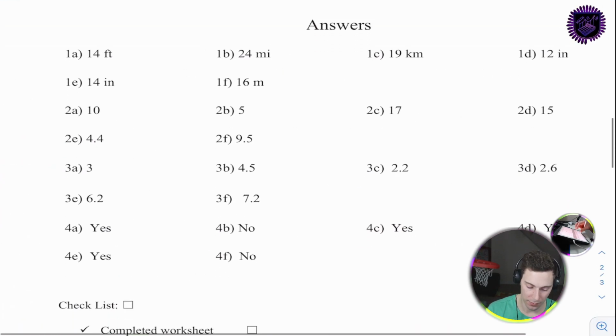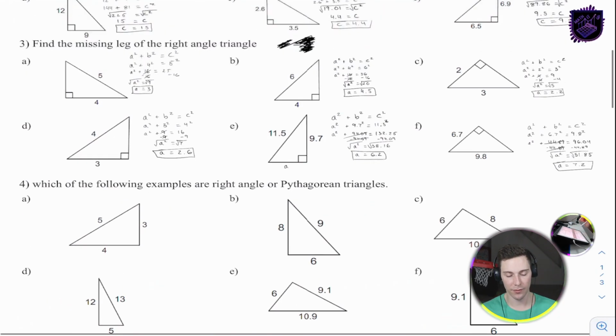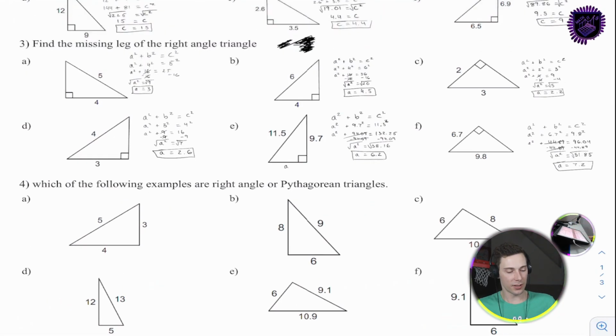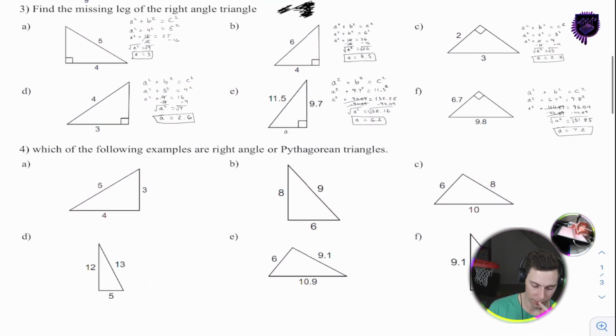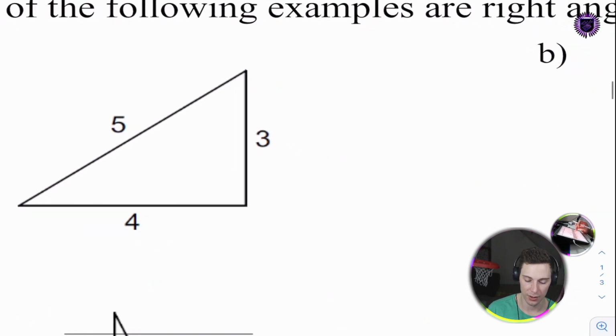Yeah, okay. Number 4. This one is simply asking you to plug these numbers into the calculator and just to say if they're a right angle triangle. If they are, draw that right angle in the right corner and write yes or no. So I know 3, 4, 5 is. It's one of those special ones.